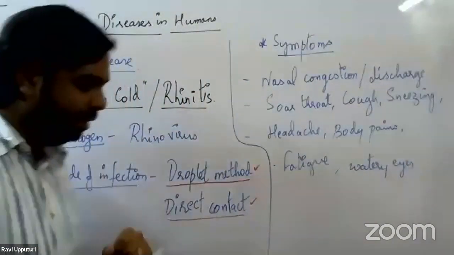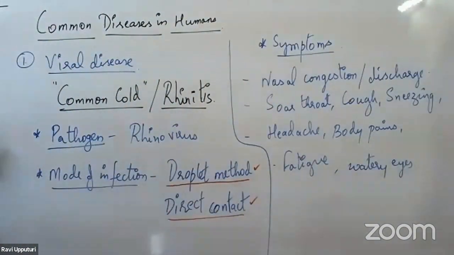So this is what we have with the first disease in our list, the first viral disease, which is called the common cold, or rhinitis. Quickly going through it once again, the causative organism of this disease is the rhinovirus, and the mode of infection, as I've already said, is the droplet method as well as direct contact.